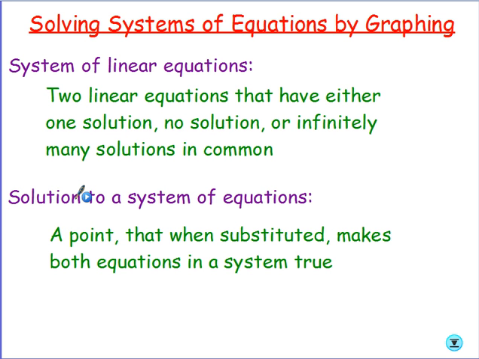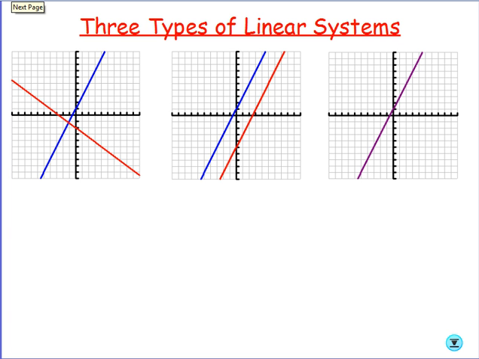So the next thing we are going to look at, since we're focusing on graphing today, is our 3 different types of problems that you're going to see. The first one you see here is the most common of the problems that you're going to see. You see one red line, you see one blue line. They are obviously crossing at one point, and that point is right here.